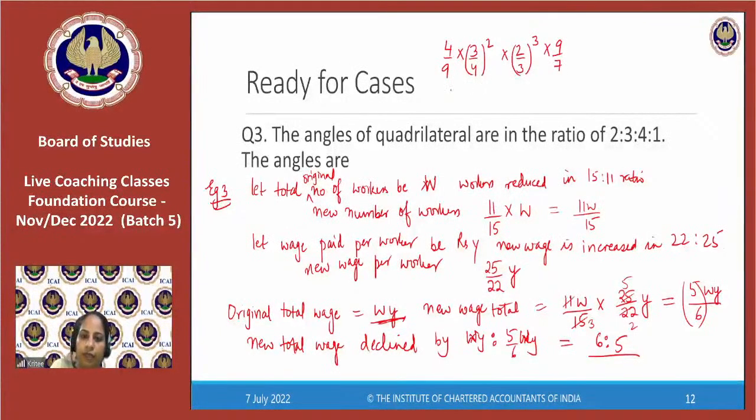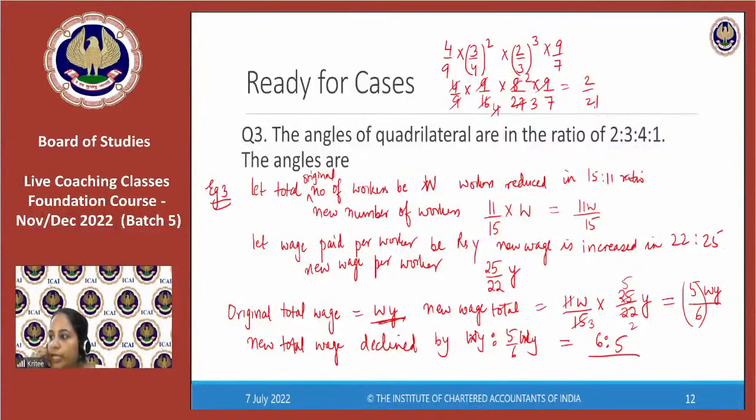Oh, we did it now in the class. 4 by 9 into 9 by 16 into 8 by 27 into 9 by 7. Just cut off whatever is possible. 4 4s, 4 2s, and then 9 3s. So 2 by 21 is the answer.